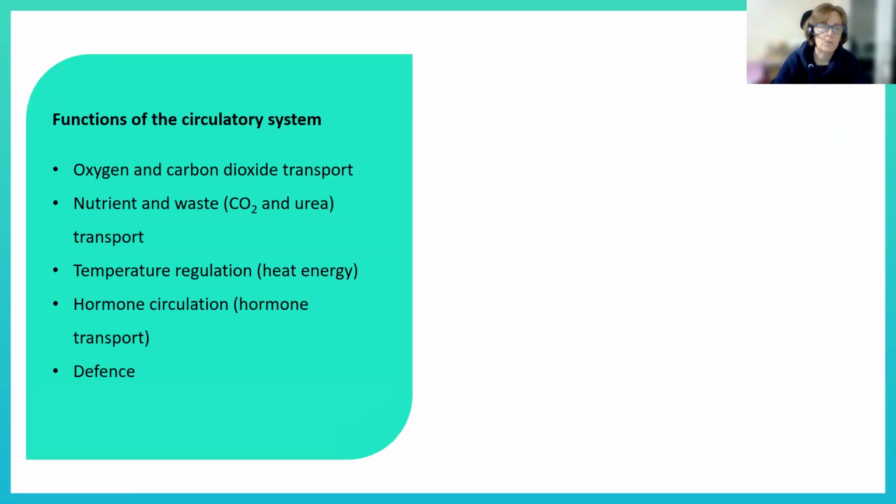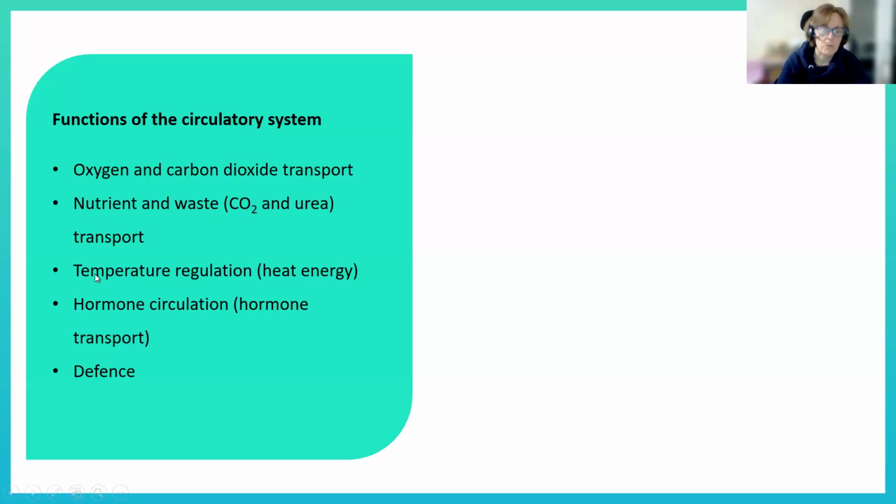So the functions of the circulatory system then are oxygen and carbon dioxide transport. So oxygen in through the lungs, into the blood, out around to the tissues. We get this carbon dioxide produced as we produce ATP, and then that has to get pumped all the way back to the lungs to be removed. So we say nutrient and waste, basically, and CO2 and urea are examples of waste that need to be transported.